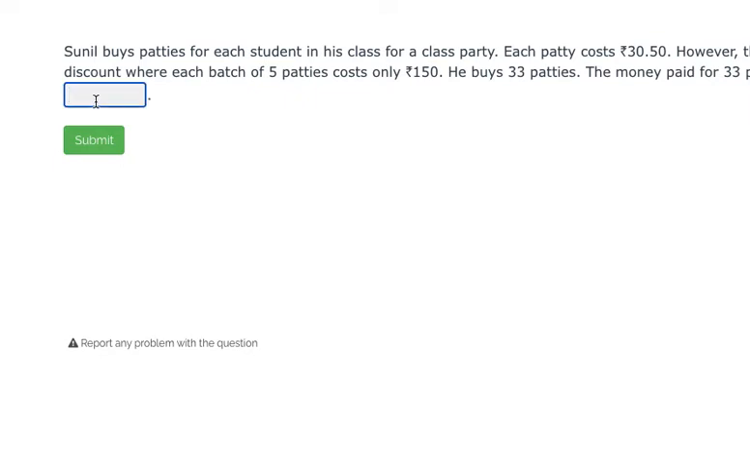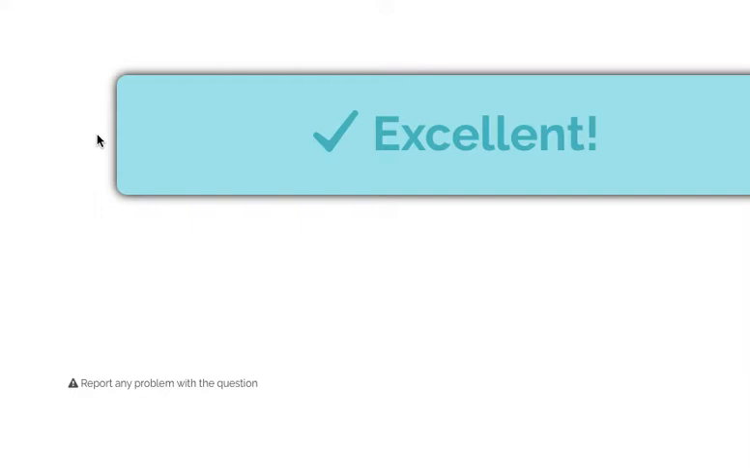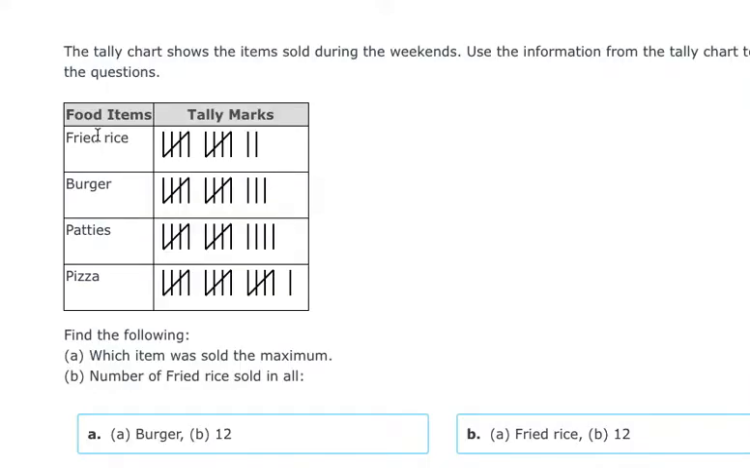And how much was this thing? 900 was for 30 patties. So the total money he is going to give is 991.50. And we need to find the rupees. No, you will give total rupees 991.50. Alright. Excellent.